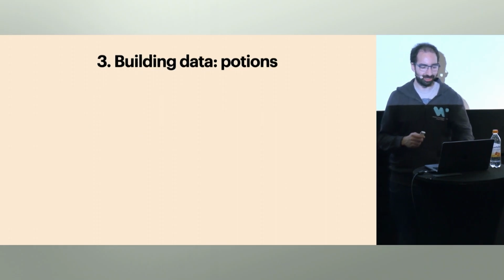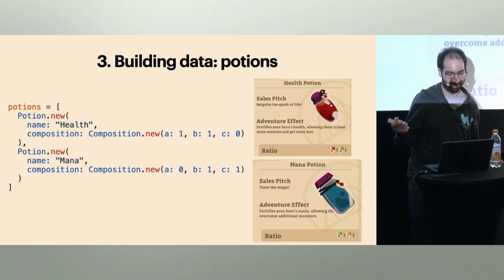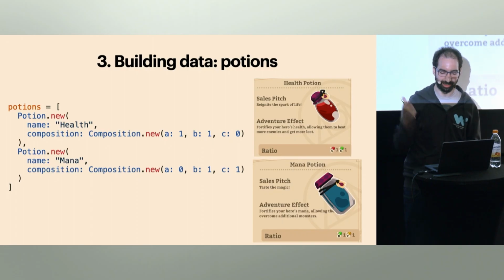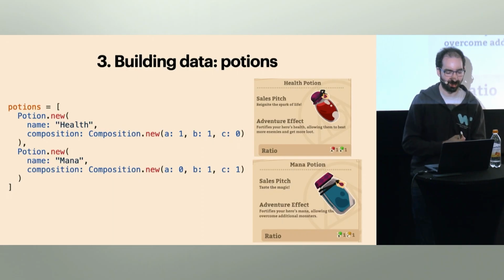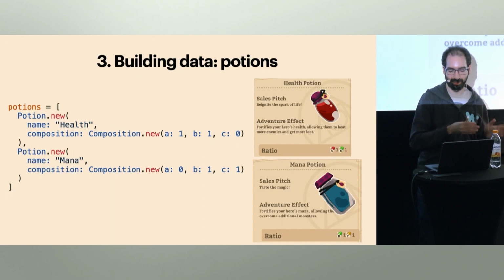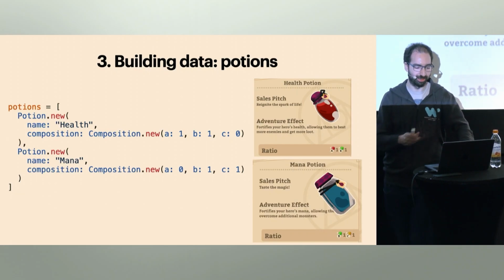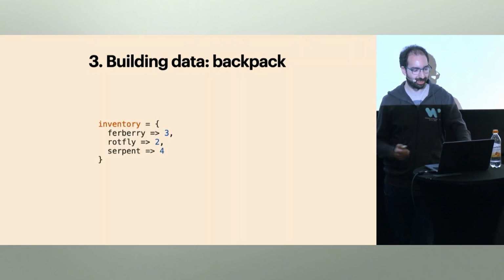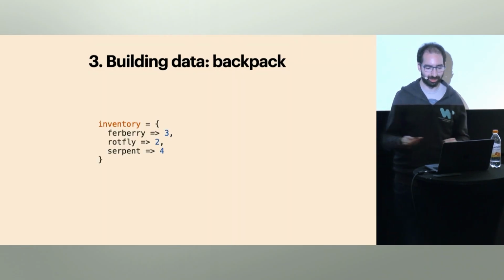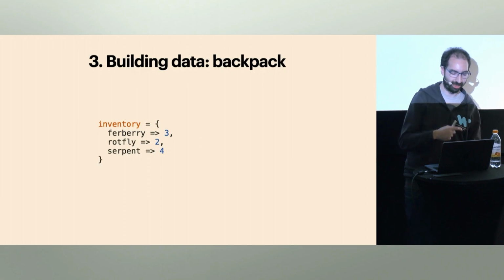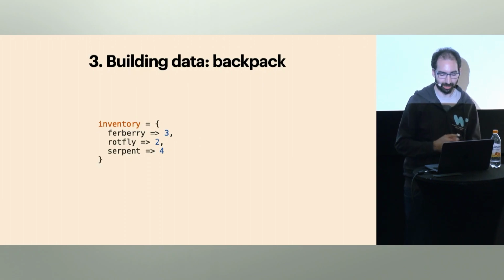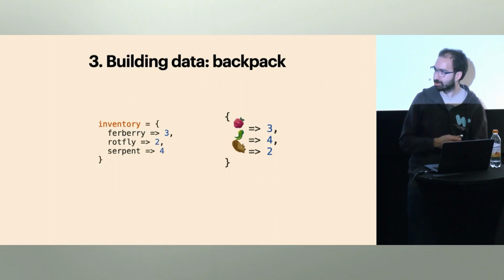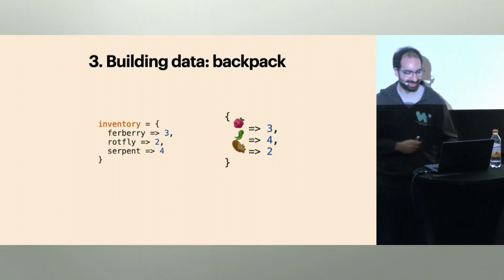And then you start declaring your potions with the target compositions. So here are the two potions that we saw: the health potion with A1, B1, C0, and the mana potion with B1, C1, and no A. And then lastly, you build what you have in the backpack. So it looks like this, with the elements on the left being potions. And I'll just represent them like this with the little icons.